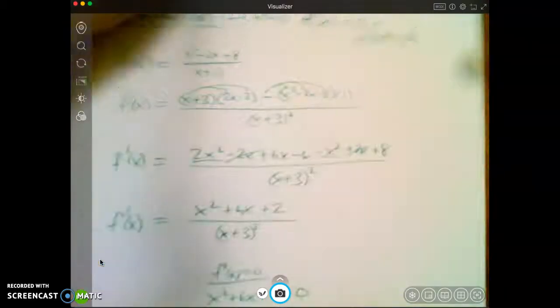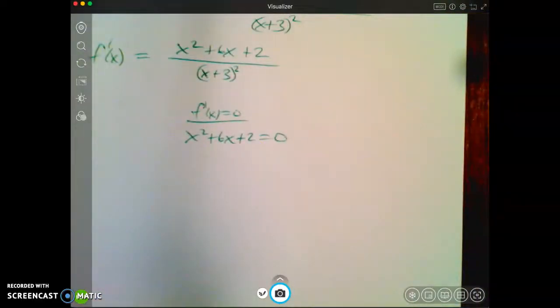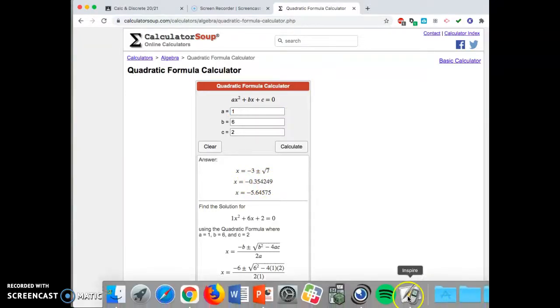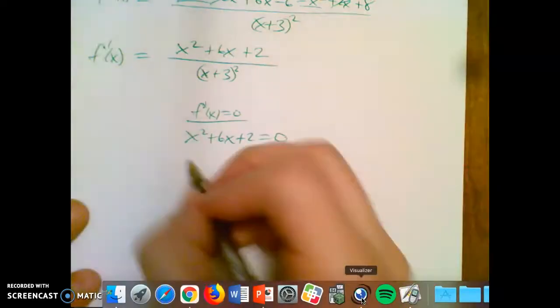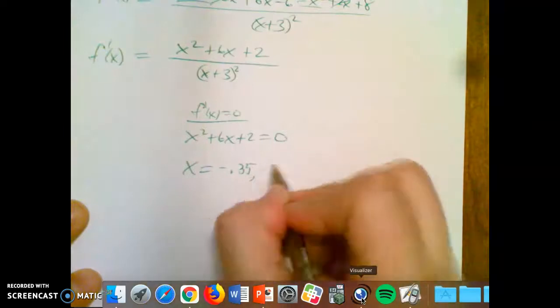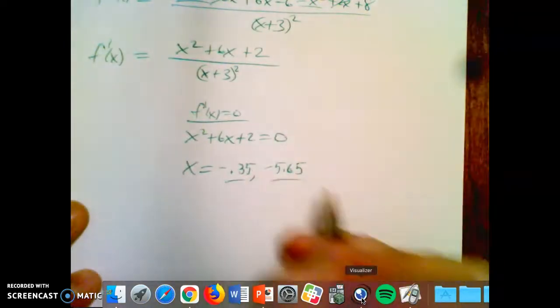Now that's a quadratic formula kind of problem. And just to save time, you could do the opposite of b, all that stuff, or I just went in here and did it. And I got these two answers of negative 0.35 and negative 5.65. Okay, so there's two critical numbers.